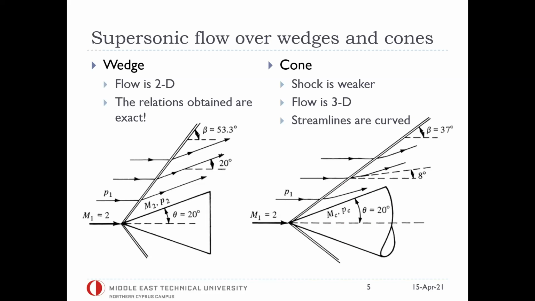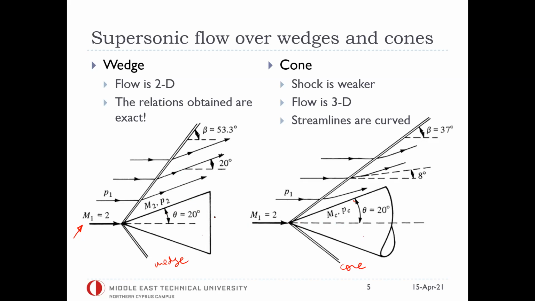The flow over a wedge and flow over a cone. In here we have 2 cases. We have a wedge on the left and the cone on the right with the same incoming Mach number, Mach 2, and same half angle, 20 degrees theta angle in both cases. But there's a geometrical difference. The cross sections of both of these shapes, a wedge and a cone, they both look like a triangle, right? This is a triangle, this is a triangle. The cross section might look the same, but the geometry is different.